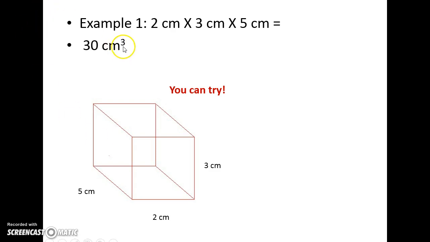And I want you to pay attention that centimeters is cube and not square. Because look, we are multiplying centimeters 3 times. There you go.